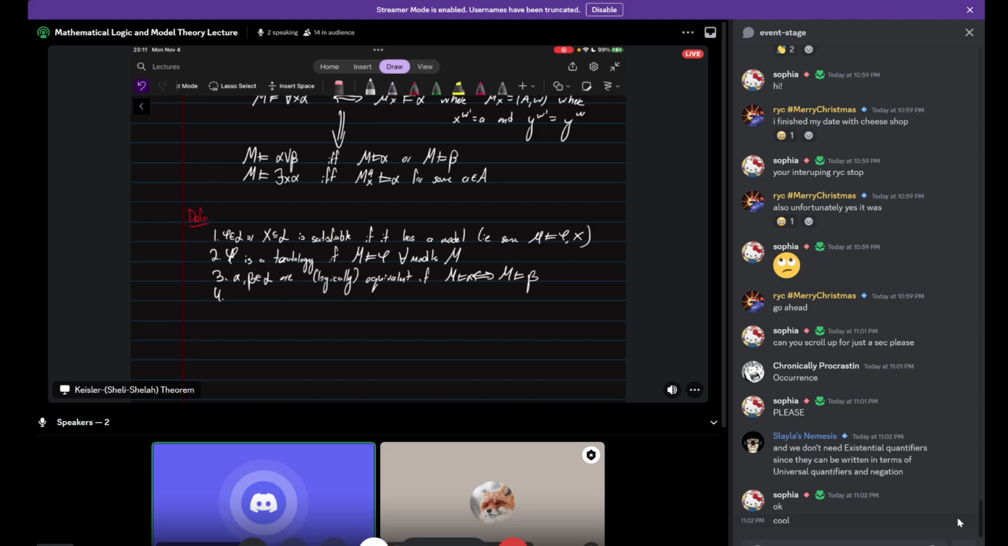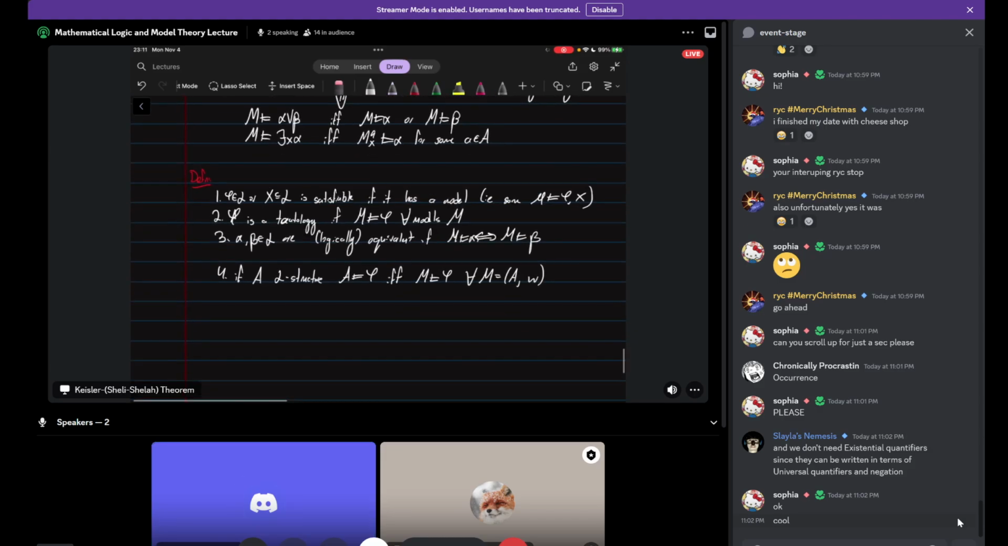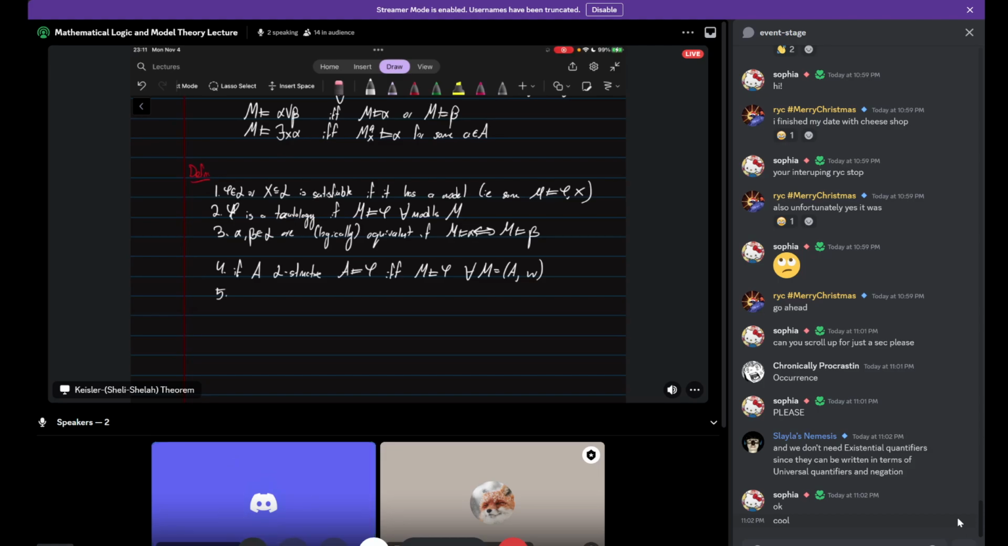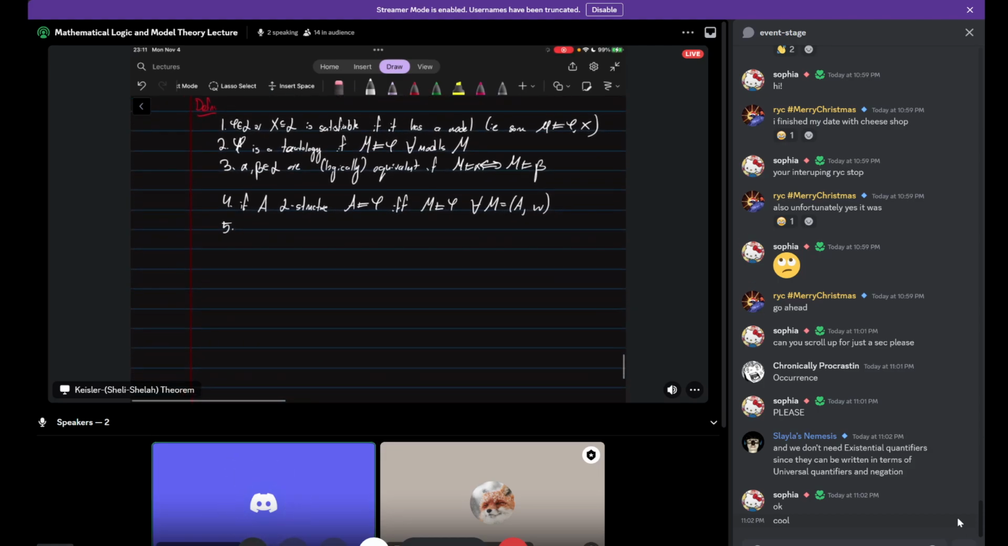Four, so this one is a new one. If A is an L-structure, A satisfies phi if and only if M satisfies phi for all M which are models over A. Five, this is equivalent to basically taking, if phi is equal to phi over x, A satisfies phi if and only if any model M of A satisfies for all x phi. But it doesn't really matter. You can convince yourself that that's true, or you can forget it. It doesn't really matter.